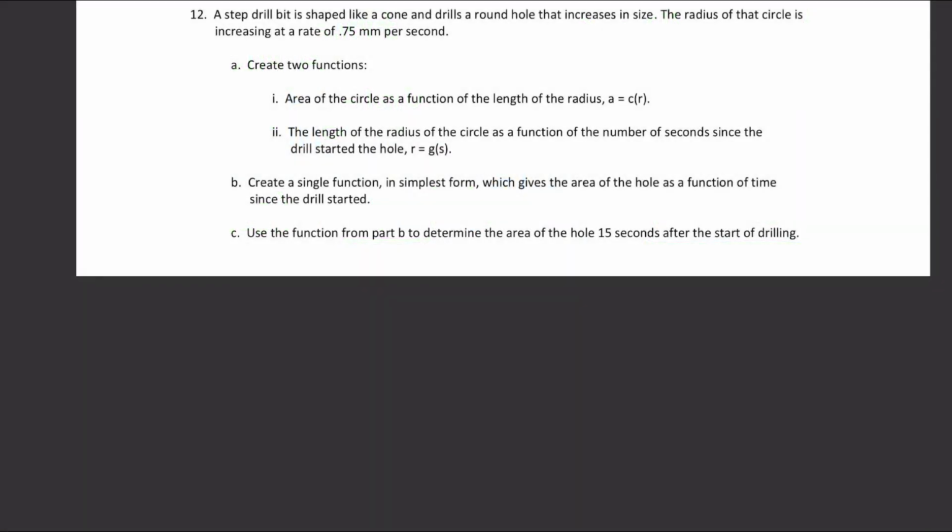Our final question, and it's a doozy. It says a step drill bit is shaped like a cone and drills a round hole that increases in size. All right, so if you think about what that's going to kind of look like, it looks like this. So as you drill, the circle becomes bigger and bigger and bigger.